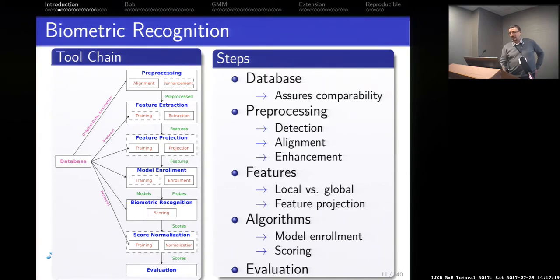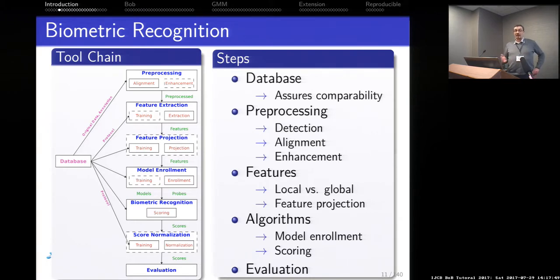Then you have a pre-processing step, which detects the samples, the biometric signals, inside the raw data. And you have an alignment step, and an enhancement step, so that you can improve the raw data so that it can be recognized more easily.